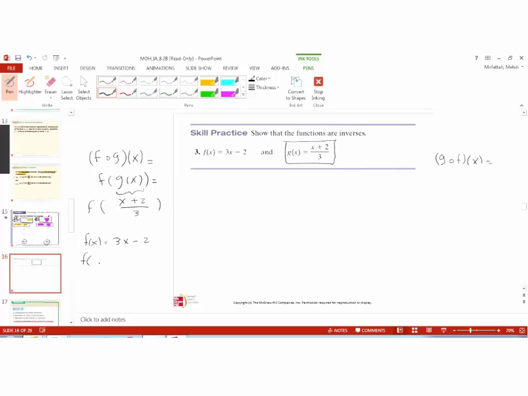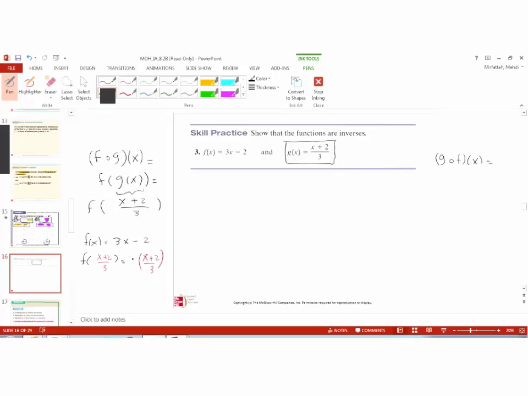Then we want to plug the g of x in for the x, which would make it 3 parentheses x plus 2 over 3 in parentheses minus 2. Excellent. Right. So everything cancels itself. You're absolutely right.